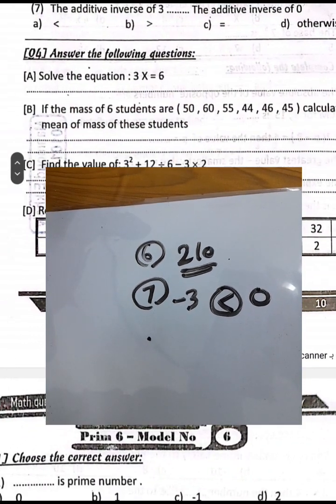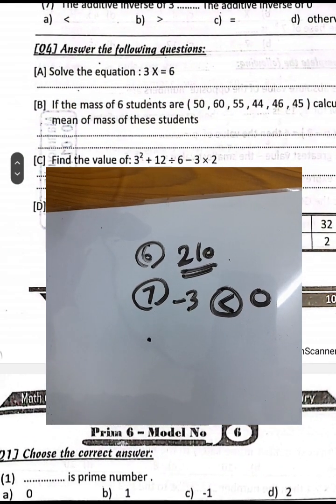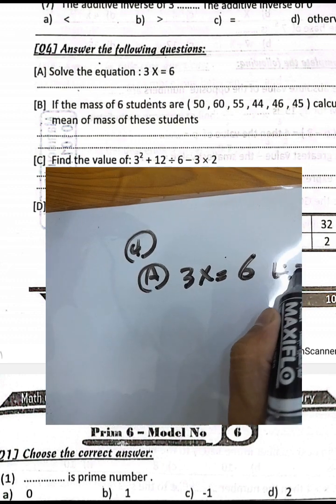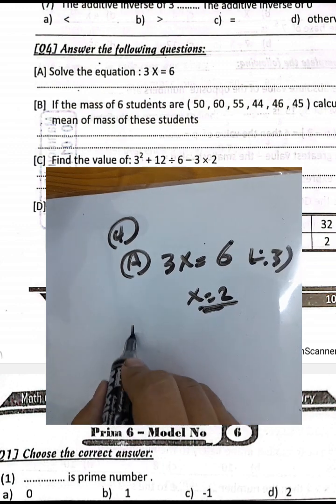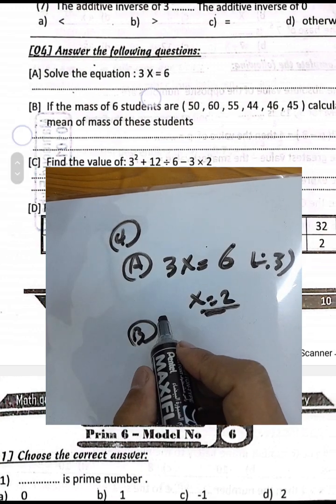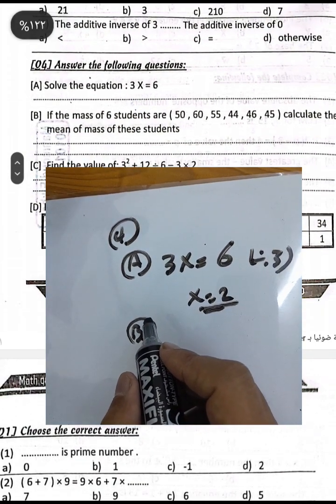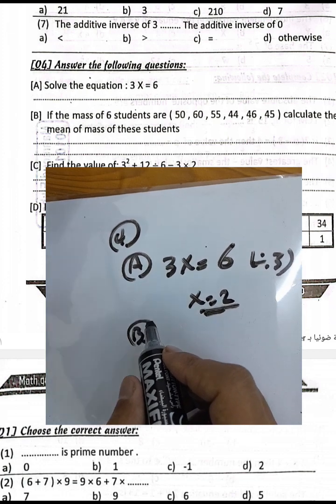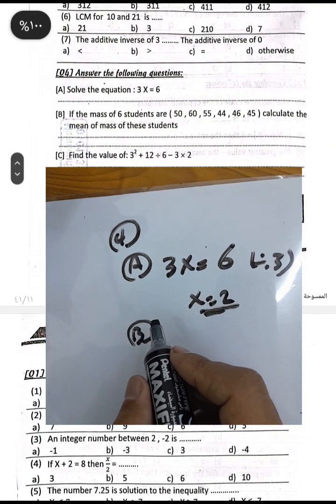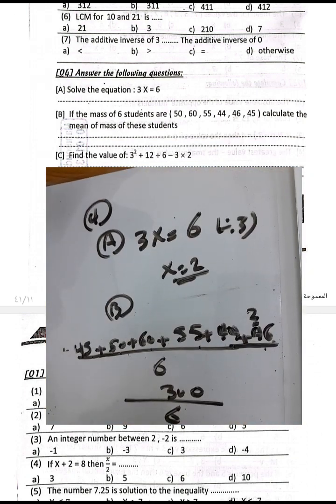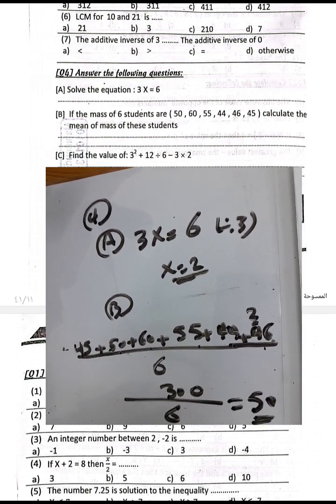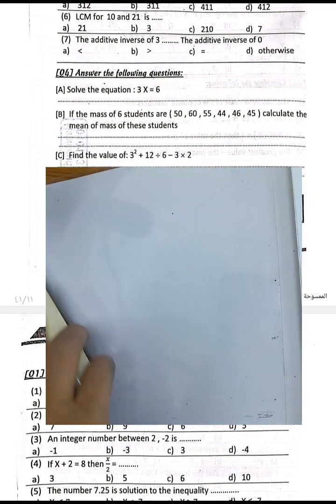Last question here, number 4. In the equation, we can divide by 3. Then x here equals 6 divided by 3 equals 2. Question letter B. The masses of 6 students are 50, 60, 55, 44, 46, 45. Calculate the mean of the students' masses. We can find the mean by dividing the sum of all the values by the number of values. It will be 300 divided by 6, 30 divided by 6 equals 5, and write 0, the result will be 50.